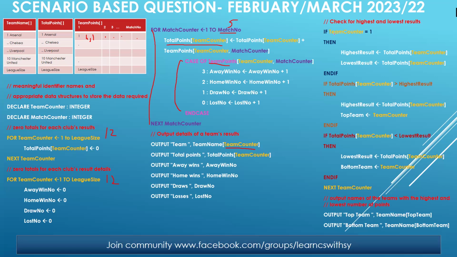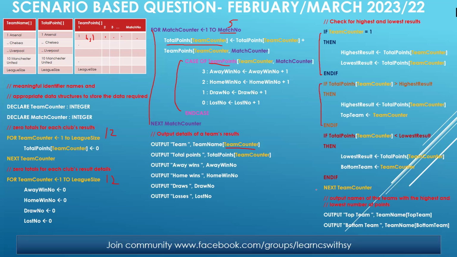So this is perfectly okay. We have applied it this way. Whichever the first team's results are, the highest result and the lowest result will both be holding team Arsenal's total points in the two variables. Fine, because that's the first team. And if total points of team counter is greater than highest result, then highest result equals total points of team counter, or top team equals team counter. In this manner, you can do it further. But right now, since this is the first team, nothing else will actually be happening in this case.